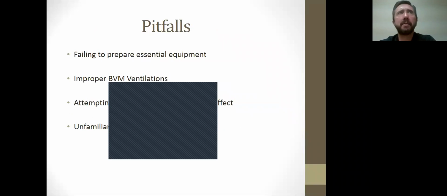So some pitfalls, okay? Failing to prepare. Have a backup plan and suction ready. Don't forget about your suction. Have plan A, plan B, plan C, plan D, and so forth, okay? Improper ventilations. Bad BVM means poor oxygenation, gastric distension, and vomiting. That's not where you want to be. Jumping the gun on neuromuscular blockade hinders intubation and precipitates vomiting, which can result in failed airway intubation attempts and can lead to aspiration.